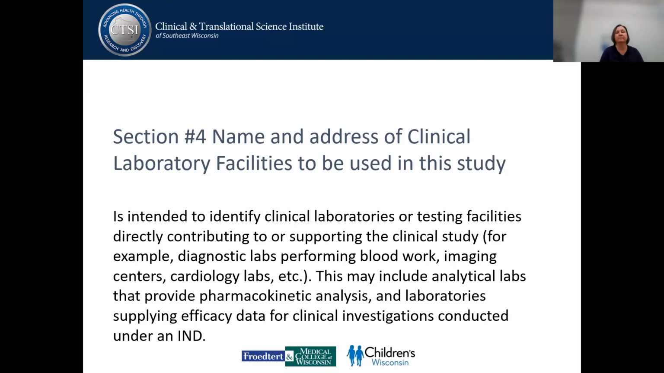Section 4 is the name and the address of the clinical laboratory facilities to be used in the study. So it's intended to identify clinical laboratories or test facilities directly contributing to or supporting the clinical study, things like diagnostic labs performing blood work, imaging centers, cardiology labs, etc. And it may include analytical labs that provide pharmacokinetic analysis, and laboratories supplying efficacy data for clinical investigations conducted under an IND.